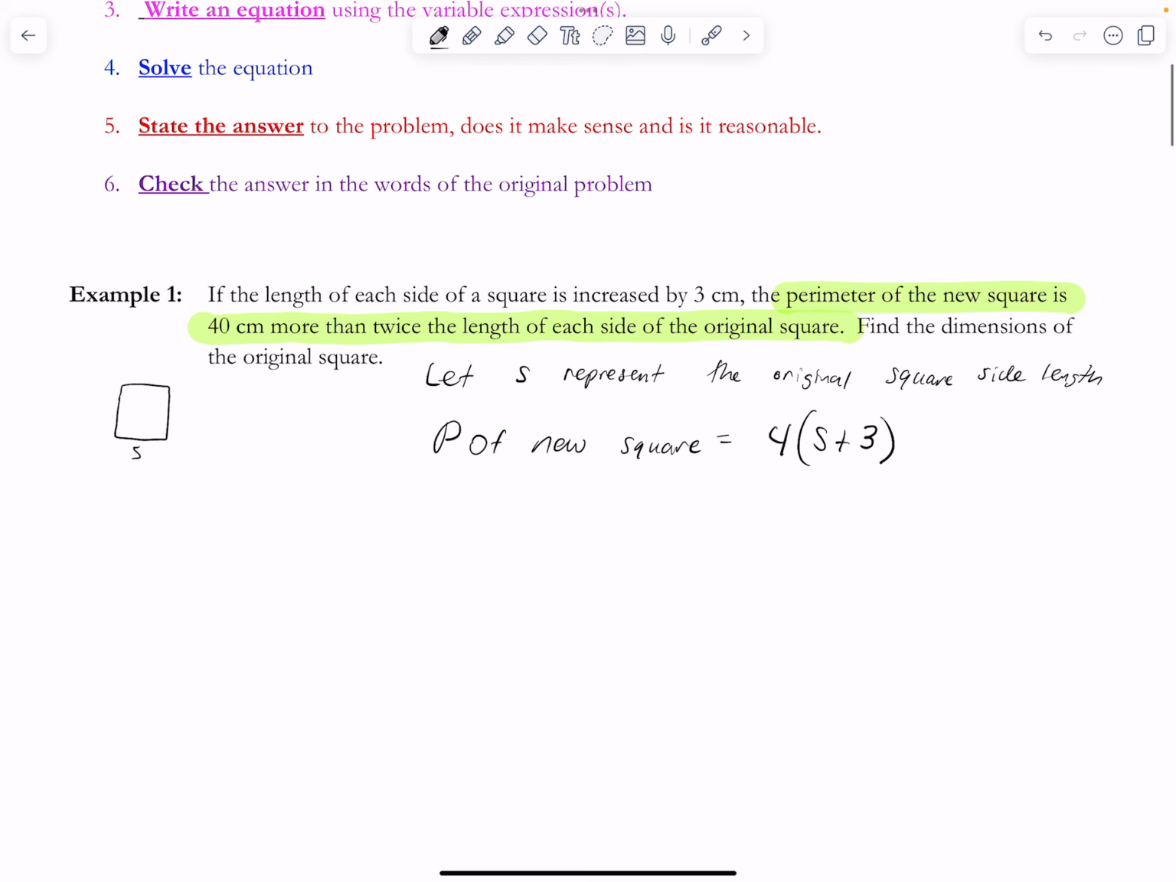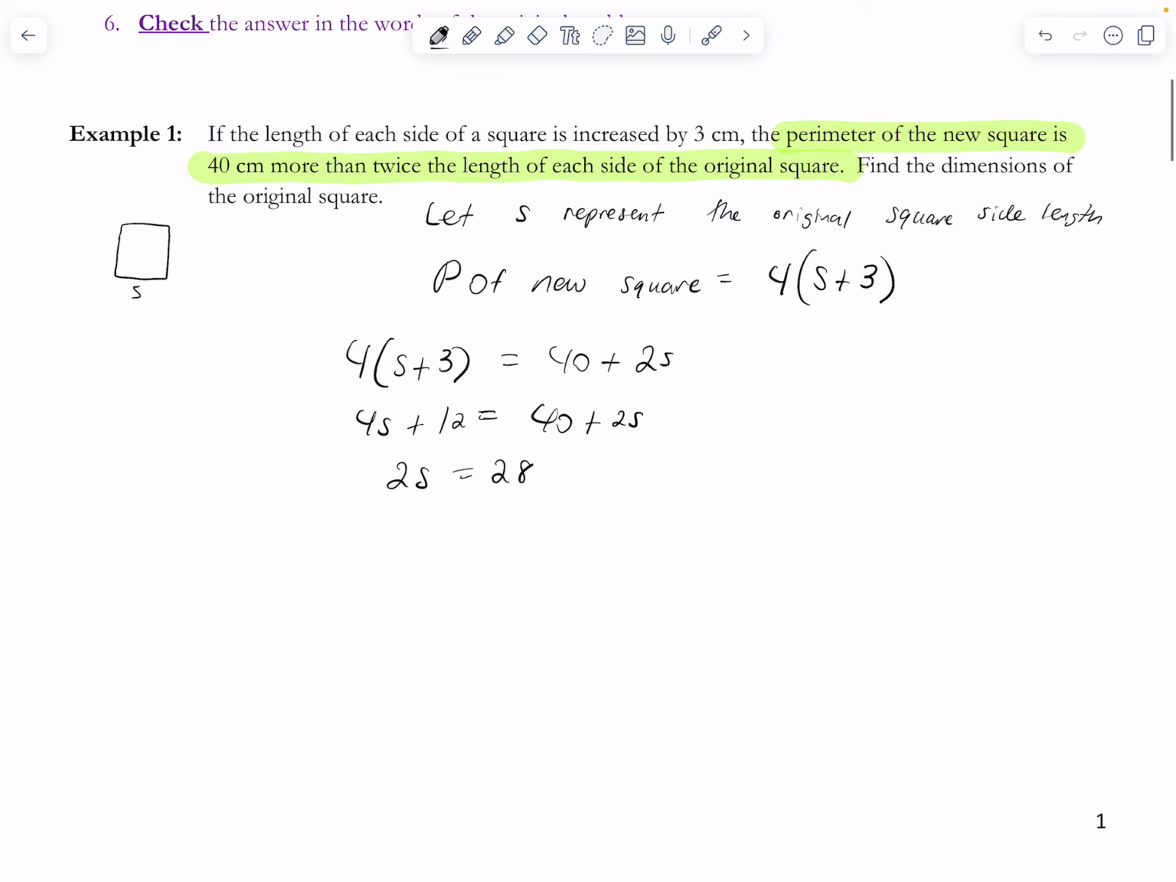So now I know that this perimeter of the new square is going to be 4 times our original side length plus 3. That's going to be equal to 40 more than twice, so 2 times the length of the original side of the square, so 2s. All right, and those have to be equal to each other. So from here, I'm ready to actually solve for s. So I'm going to distribute the 4. All right, and then I'm going to move the 2s to the left to get 2s. I'm going to move the 12 to the other side to get 28. All right, and then from there, I'm going to get s is equal to 14.